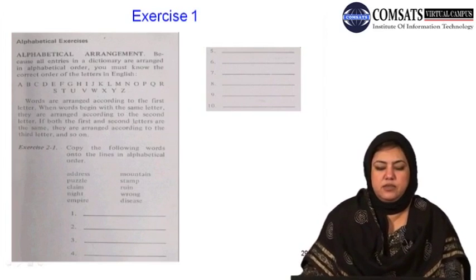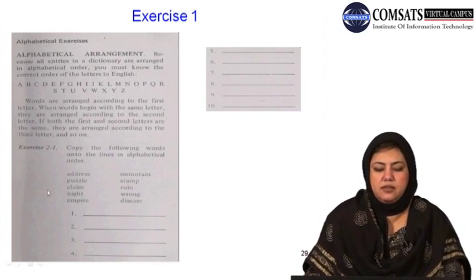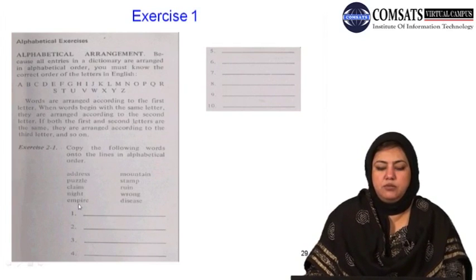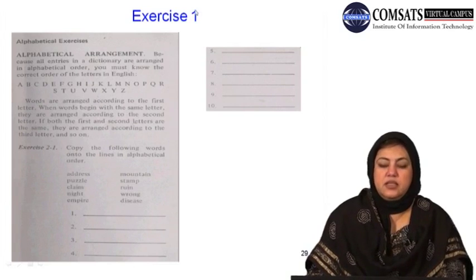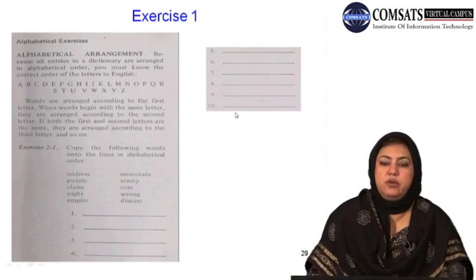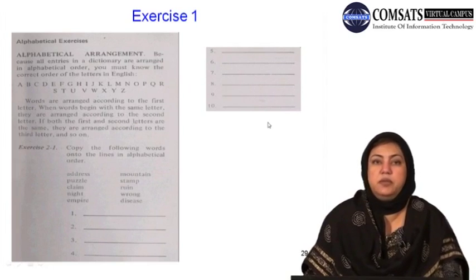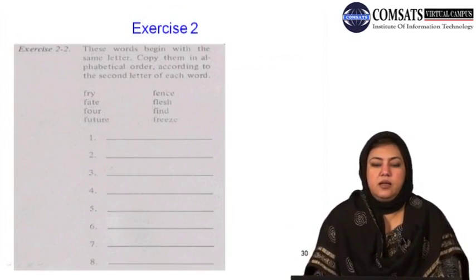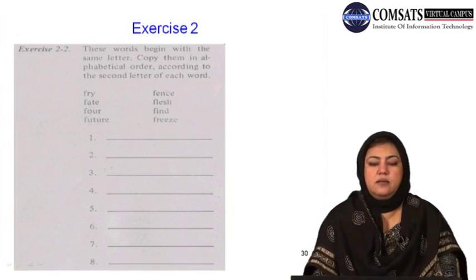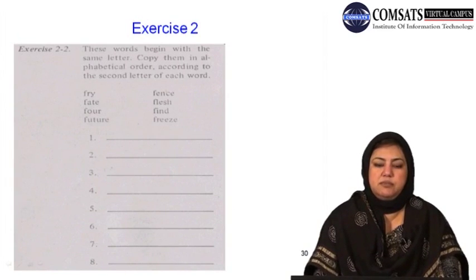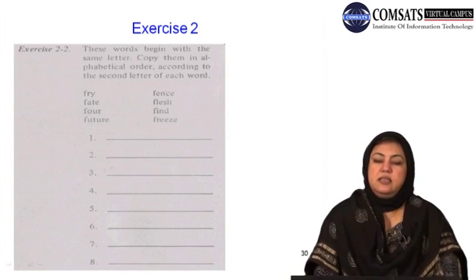Here I have given some words: address, puzzle, claim, night, empire, mountain, stamp, ruin, wrong, disease. Quickly put them in order here. The purpose is how quickly you can find a word in a dictionary if you know where it would be placed. Well, here is a comparatively more difficult activity as compared to the simpler one on the previous slide.